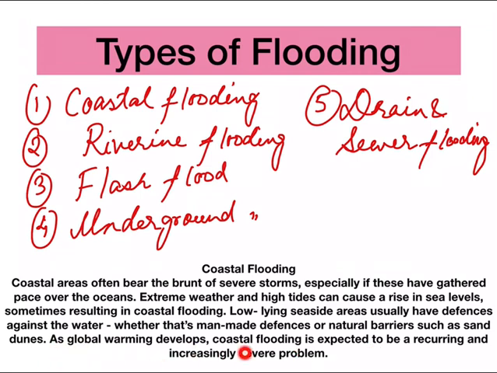Okay, because of global warming the coastal flooding is expected to recur. Why? Because of global warming the icebergs are melting. That is increasing the flow of water in the oceans and seas, and that can lead to coastal flooding, because these coastal areas lie just near the oceans. They are connected directly with the oceans and seas, so that can again lead to coastal flooding.